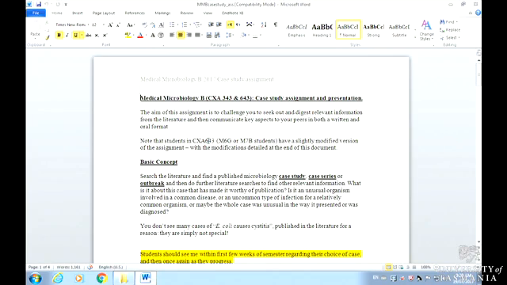The other assignment is the case study. And for this case study, I want you to go to the literature and find a case that you find interesting. It need not be mycology. In fact, it most likely won't be mycology. It can be parasitology, it can be virology, bacteriology, or mycology. It doesn't matter what it is, as long as it's a microbiology case.